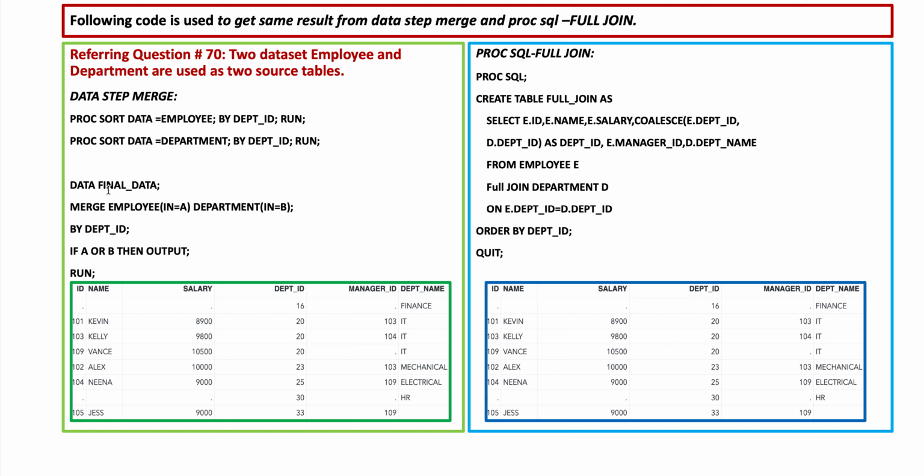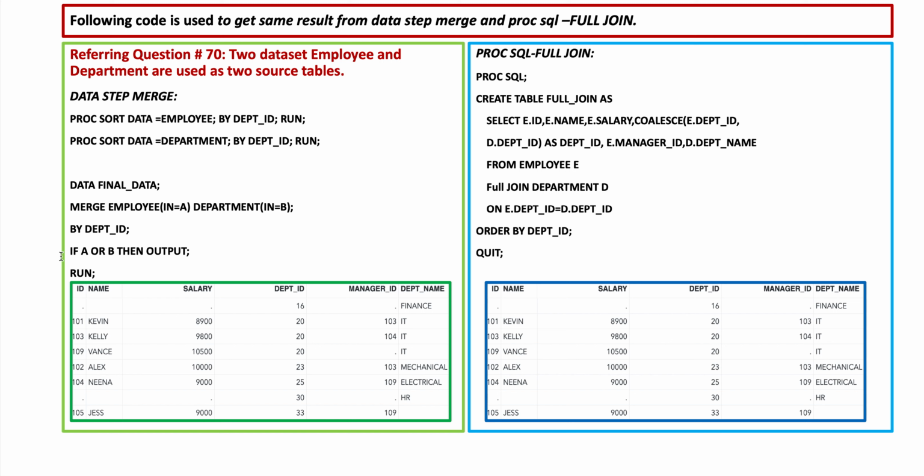Next step is data final_data. We use the merge statement, employee, that is the sorted table by department ID, in option A, and department in option B. Department is again the sorted table by department ID. By department ID, if A or B, then output, and run.